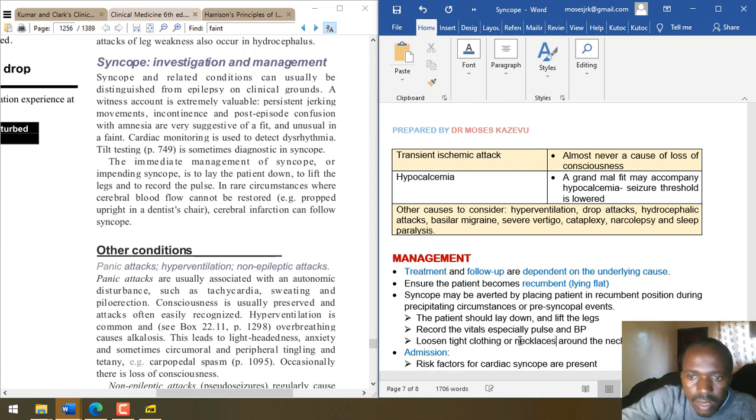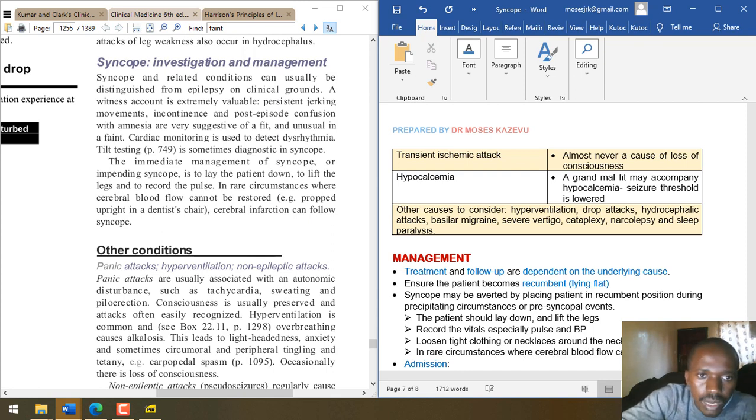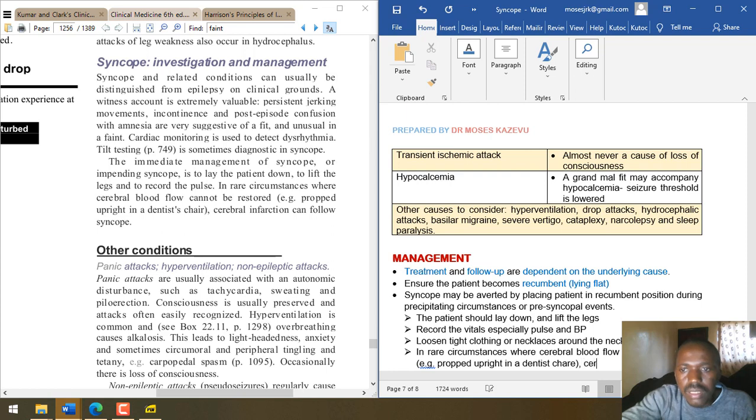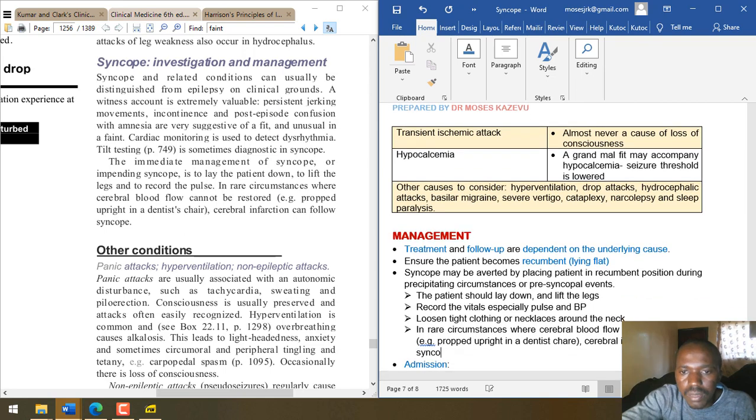Then in rare circumstances where cerebral blood flow cannot be restored, e.g. propped upright in a dentist chair, cerebral infarction can follow syncope. Okay, so I think that takes care of this.